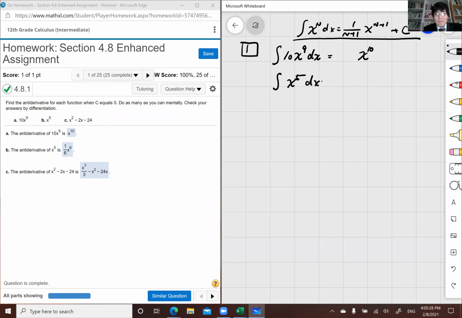So x to the power of 5 is going to be x to the 6 divided by 6. When you have a difference or sum of terms, just like in differentiation, you can take the antiderivative of each term and take the sum. So this is going to be x cubed over 3, 1/3, minus x squared, which gives you 2x, minus 24x.